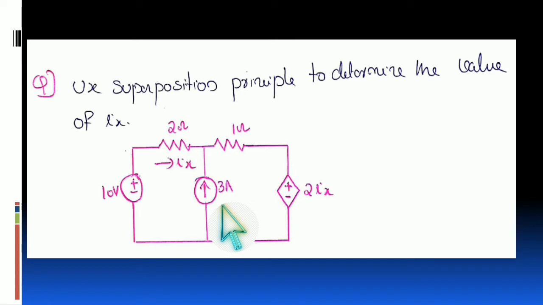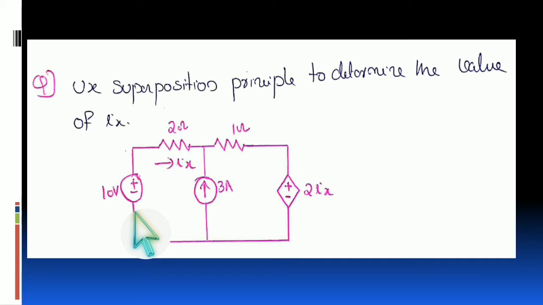Then we have to add these two quantities to obtain our desired current Ix. Alright. Okay, let us first focus on this 10 volt source, which means we are going to find out current through this 2 ohm when this 10 volt source is acting alone.